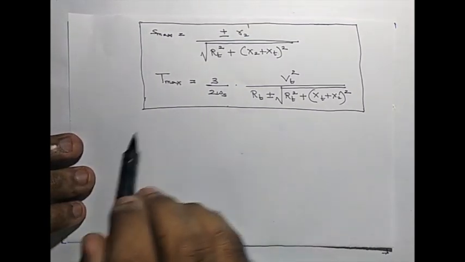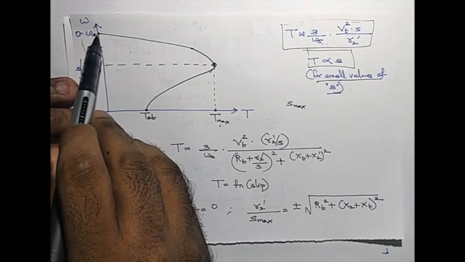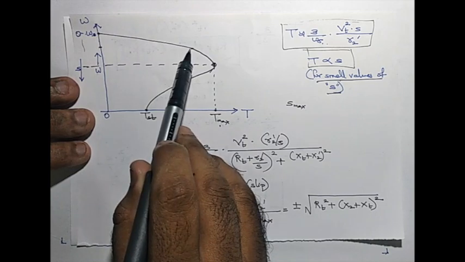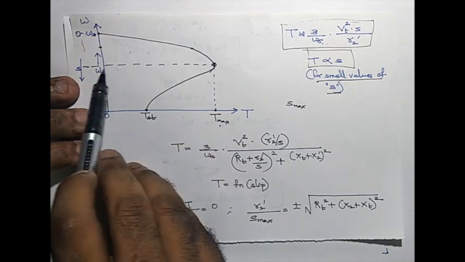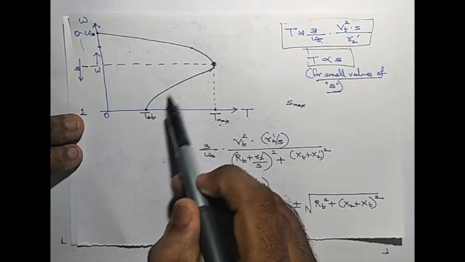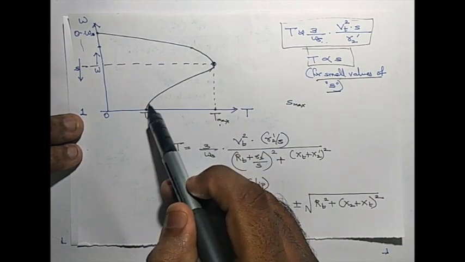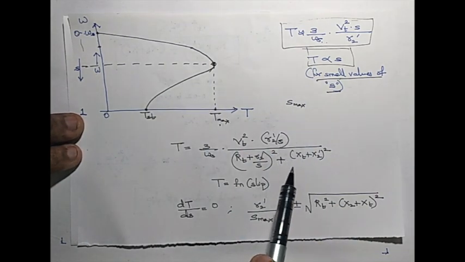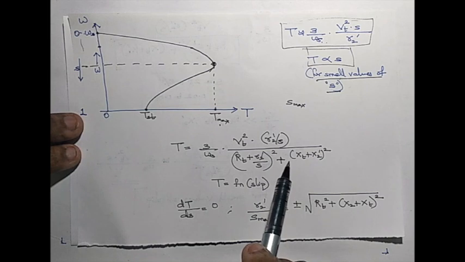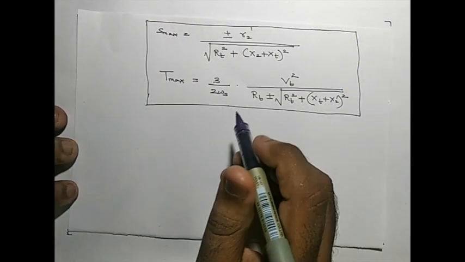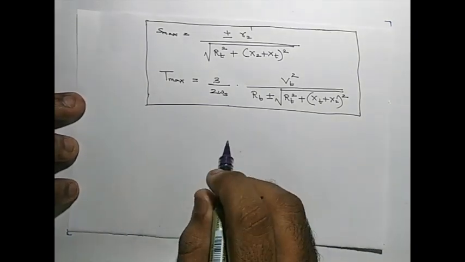Now, what we have seen is that the torque starts from 0 value when the speed is synchronous speed or slip is 0, follows a straight line for small values of slip, and reaches its maximum value. We have seen what is S max and what is T max. Then why does the torque decrease after reaching its maximum? We will see it. Before we discuss that part, let's see what will be the shape of the current.